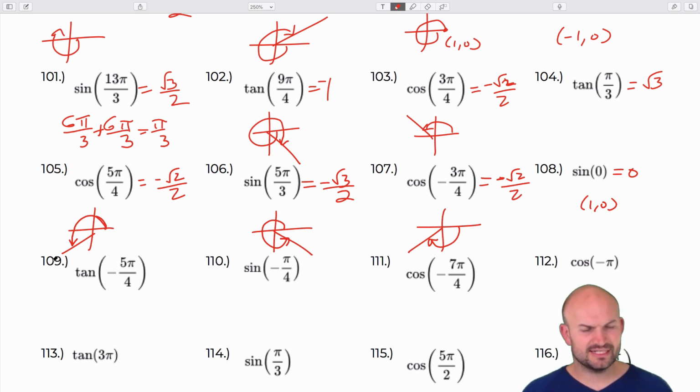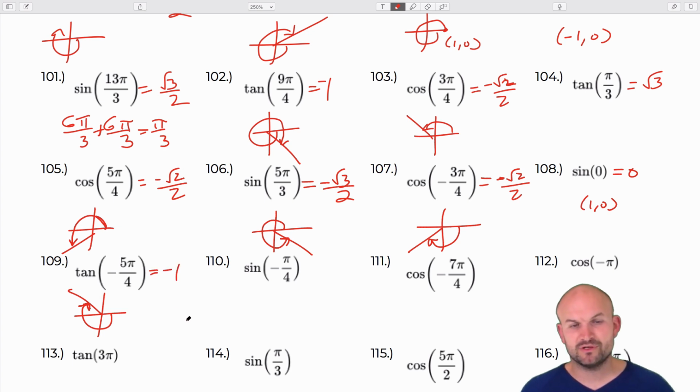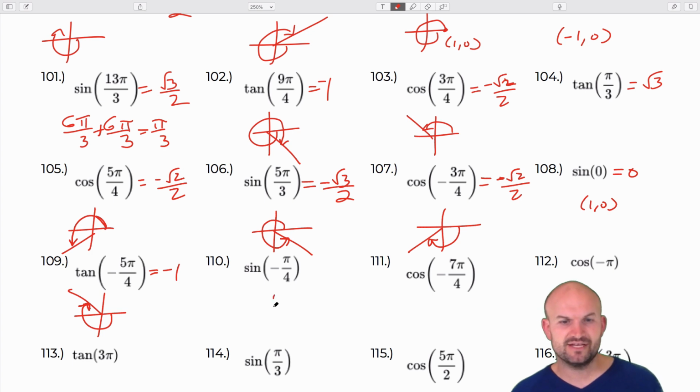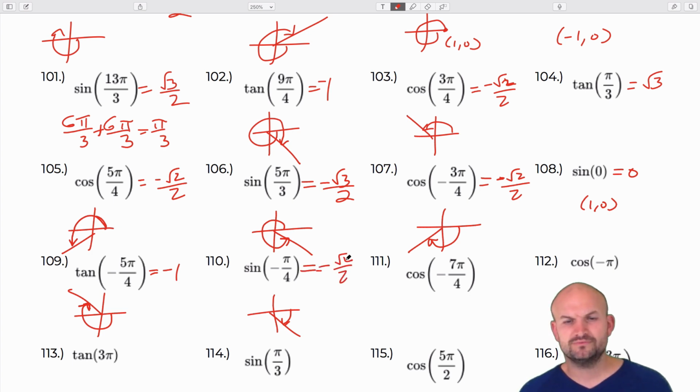Let's go and look at this as negative 5 pi over 4. So negative 5 pi over 4, that's in the second quadrant, so therefore it's negative. And you remember the reference angle is pi over 4, so tangent of pi over 4 is 1. Second quadrant makes it negative. This is going to be in the fourth quadrant, reference angle pi over 4, so that's a negative square root of 2 over 2. Let's write that a little bit better.